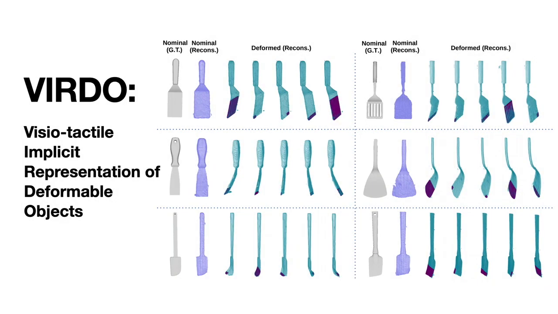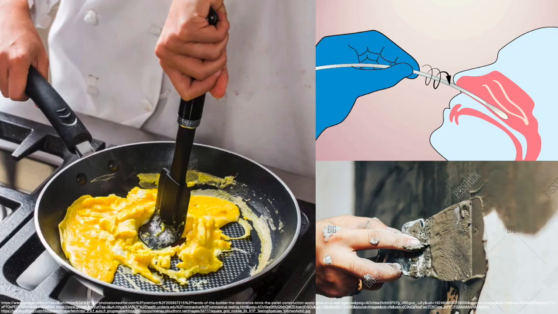We present our model VIRDO, a visual-tactile implicit representation of deformable objects. Despite their prevalence and importance, deformable objects have received less attention than their rigid counterparts, owing to their inherent complexities in modeling, perception, and control.